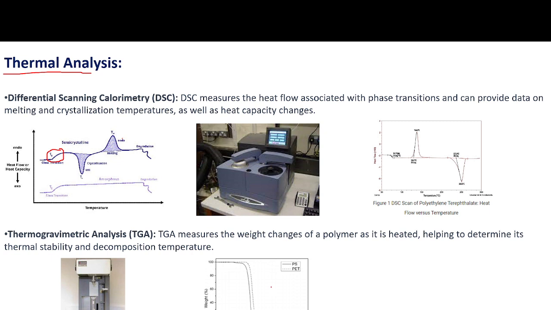So if you plot percentage of weight versus temperature, like in this example of polystyrene and polyethylene terephthalate, polyethylene terephthalate is the dotted line. It shows polyethylene terephthalate can withstand more heat as compared to polystyrene, because as you know the polyethylene terephthalate has terephthalic acid in the monomer chain, so that can give this polymer more thermal stability.